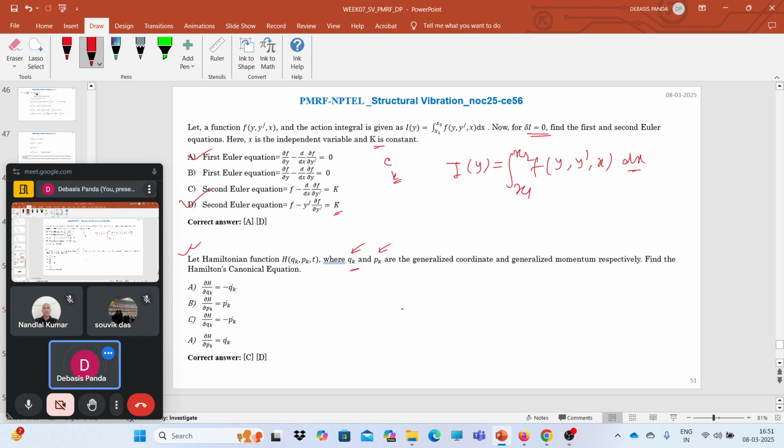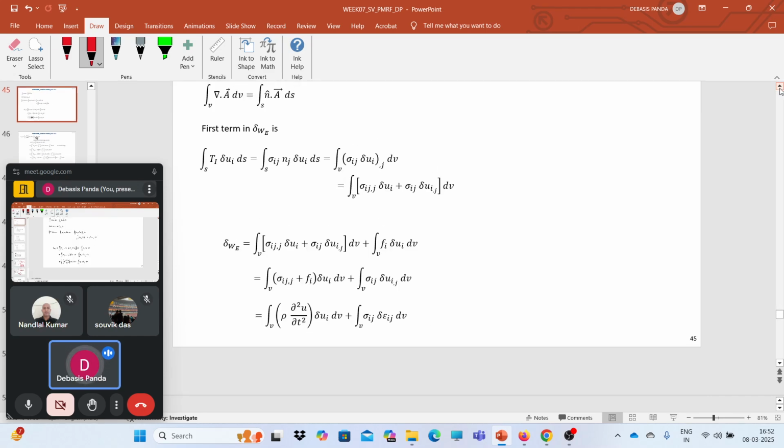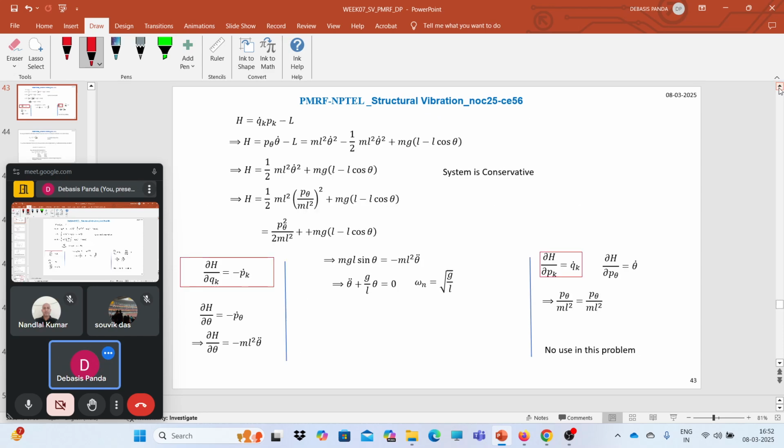So we have ∂H/∂qk is minus ṗk, and we have another formula, ∂H/∂pk is equal to q̇k. If you follow this lecture, you can find these two quantities over here. I will just show you here. ∂H/∂qk is nothing but minus ṗ, and ∂H/∂pk is q̇. These two quantities are as per your Hamiltonian canonical form. So you have two answers for this.